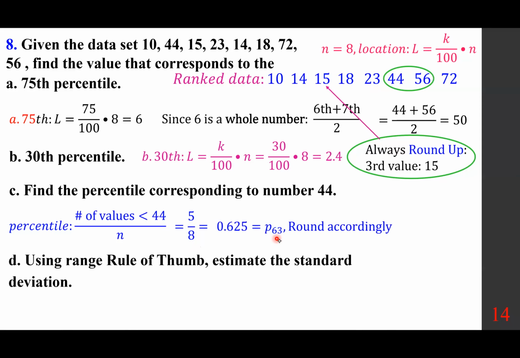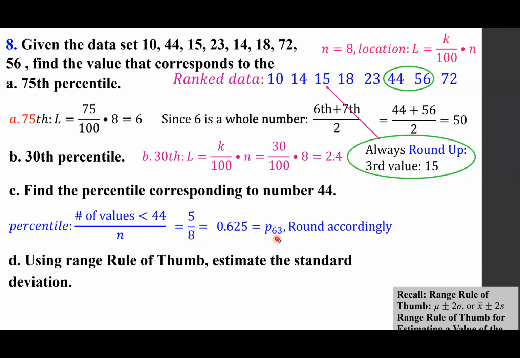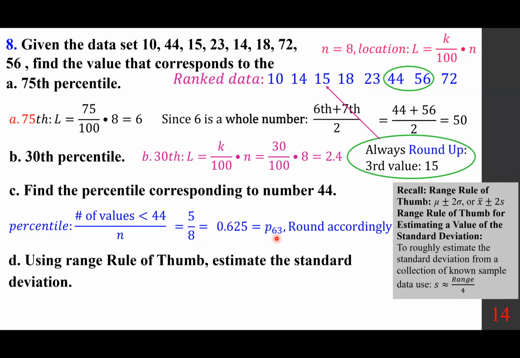Using range rule of thumb, estimate the standard deviation. And I'm going to remind you of the range rule of thumb. Mu plus minus 2 sigma, or x bar plus minus 2s. Range rule of thumb for estimating a value of the standard deviation. As you can see, the distance is about total of 4 sigma or 4s. To roughly estimate the standard deviation from a collection of known sample data, s is the range divided by 4.